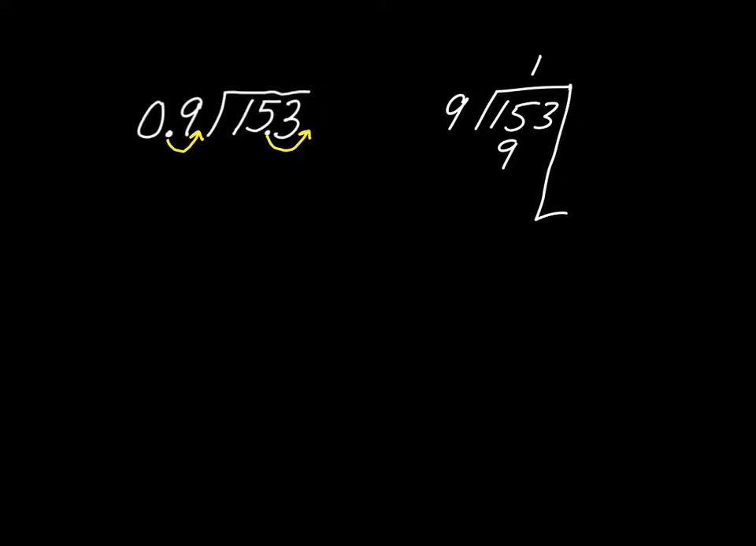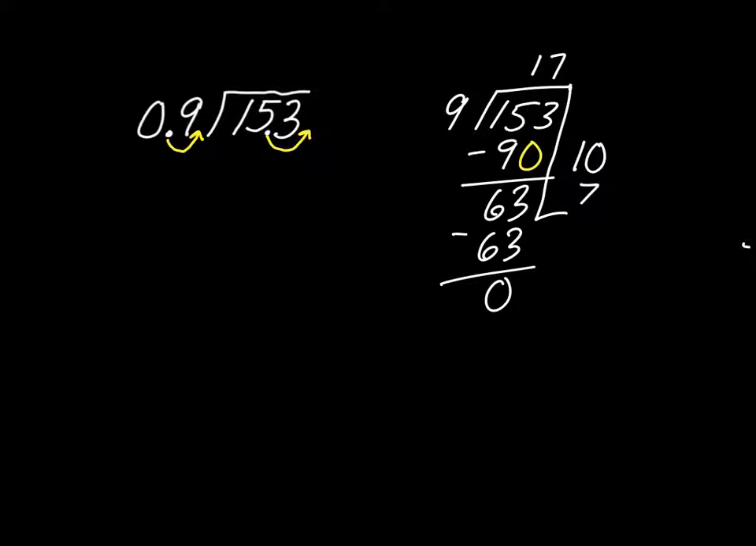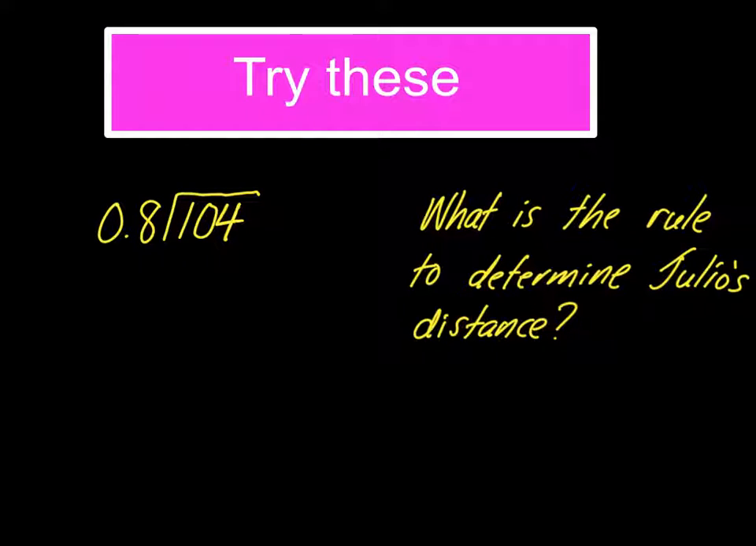So it goes in 1 time or 10 times if you're doing partial quotient. We subtract, and we get 63. 9 goes into 63 7 times. So our answer for this question is 17.